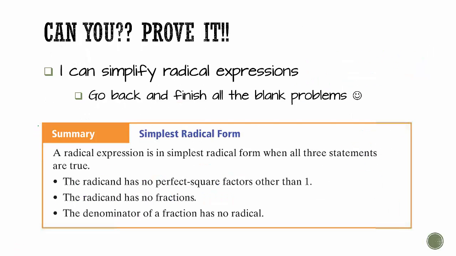This is a helpful tool to figure out when you need to keep going. Something is in simplest radical form when the radicand, remember the number underneath, has no perfect square factors other than 1, so you can't make any more squares. You're not allowed to have fractions, and you're not allowed to have a denominator with a radical.